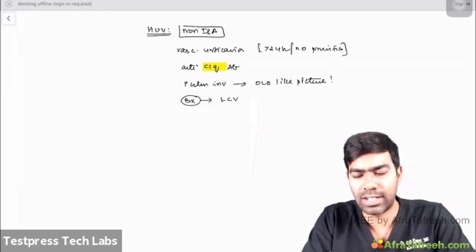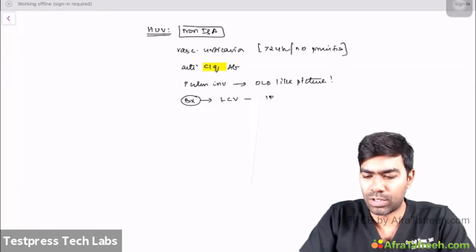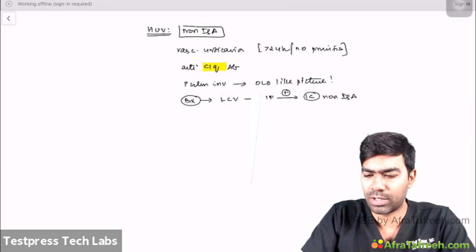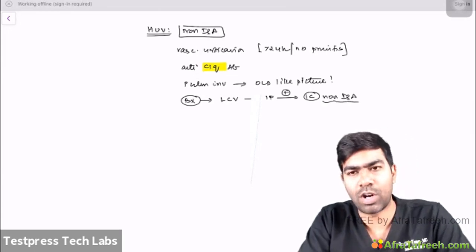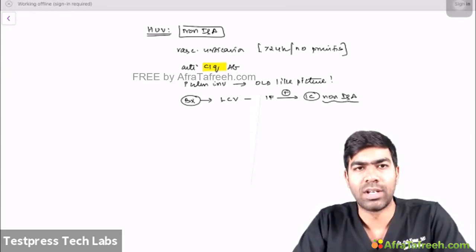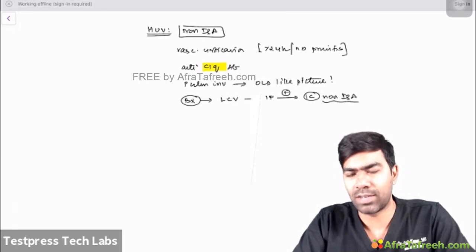I'm going to write it as LCV. If you do an immunofluorescence, it will still be positive, and it will show immune complex that will be of non-IgA type. It will not be IgA. Usually it will be of IgG rather than IgA. So this tells you that the patient is typically having a hypocomplementemic urticarial vasculitis.